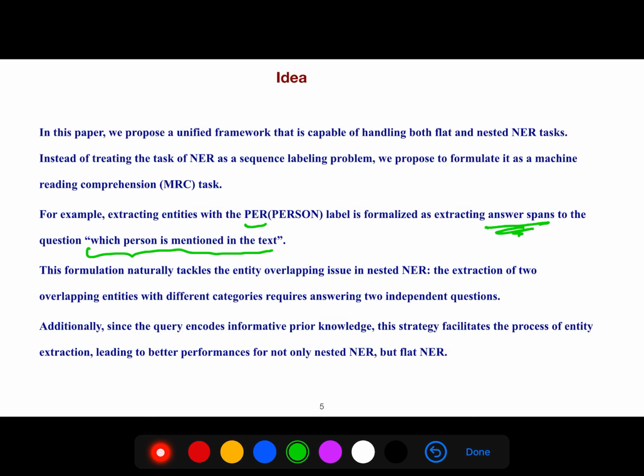The extraction of two overlapping entities with different categories requires answering two independent questions. Additionally, since the query encodes informative prior knowledge, this strategy facilitates the process of entity extraction, leading to better performance for not only nested NER but flat NER.